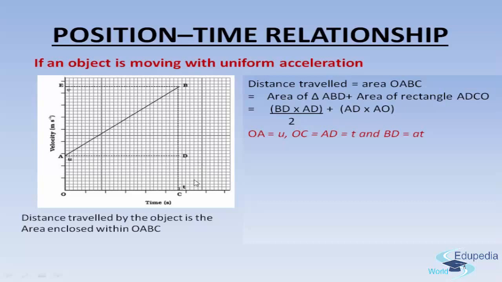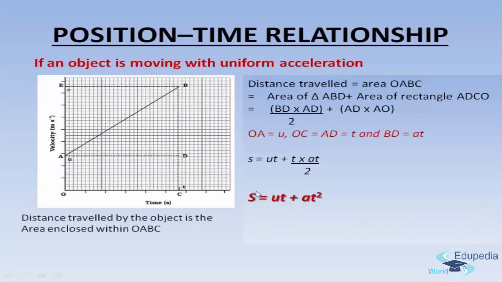And in place of BD, we write AT, right? Now, if we substitute all these values, we will get S is equal to UT plus half AT square. So this is again one of the equations of motion. And this S is equal to UT plus half AT square tells us the relation between the position and time, because with this graph we can calculate where the object is. That is the position. This is S.